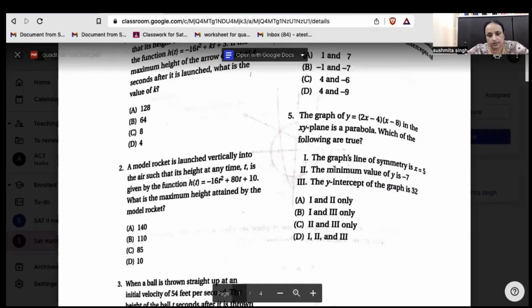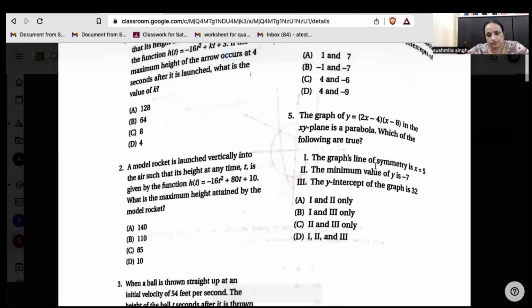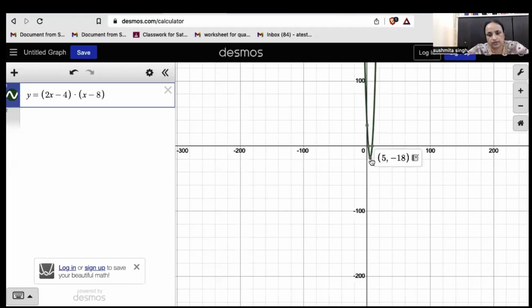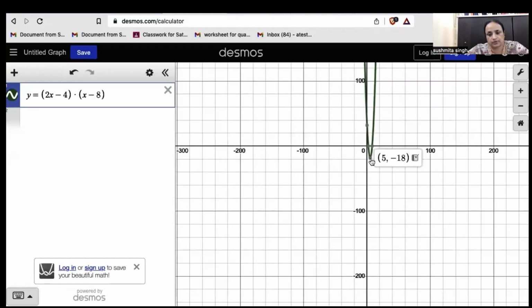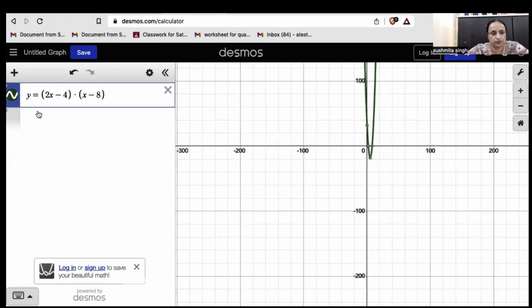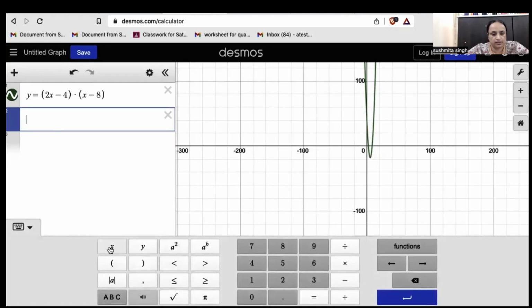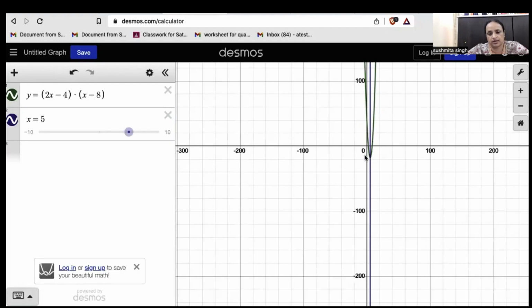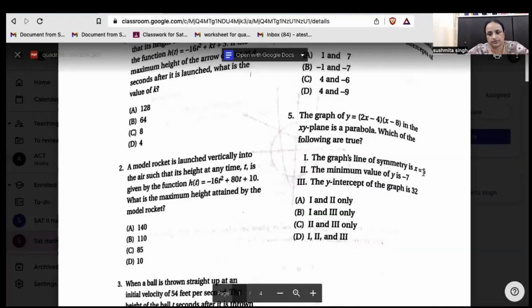Now let us see what they are saying. The graph's line of symmetry is x = 5. So we know that the vertex lies on the line of symmetry. You can see the x-coordinate is 5, because if we draw it, can you see it divides the parabola into two equal parts? So that's why it's the line of symmetry. So obviously the first part is true.